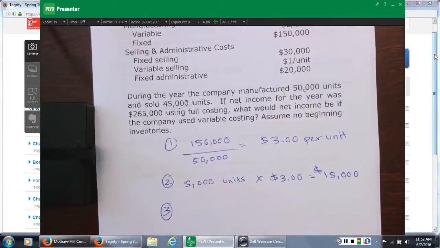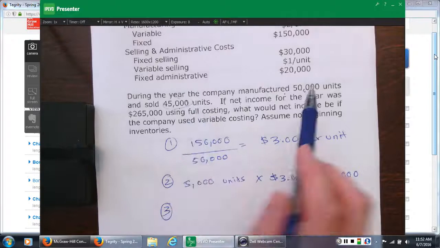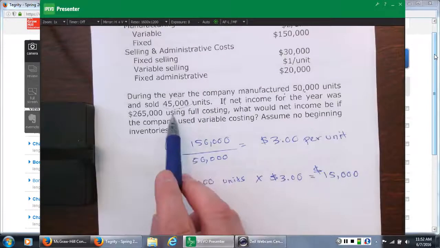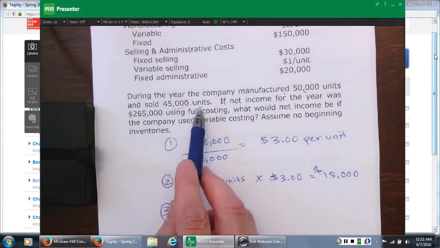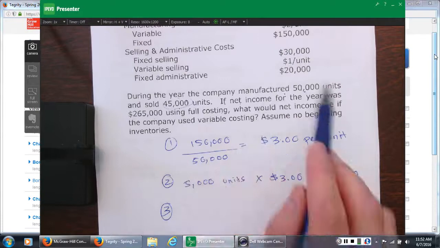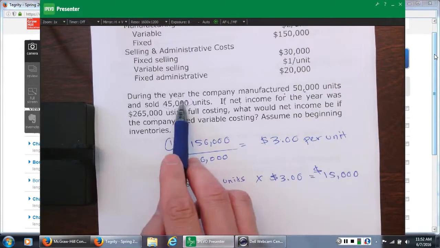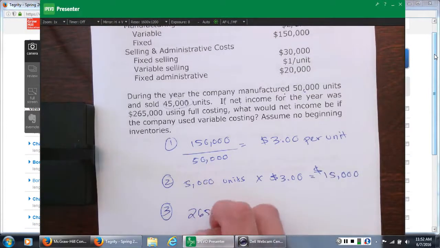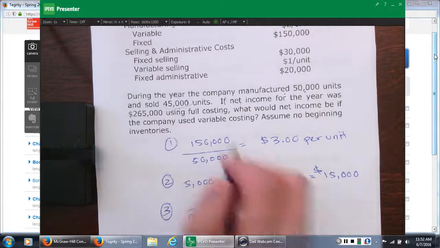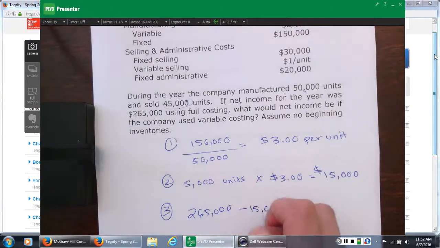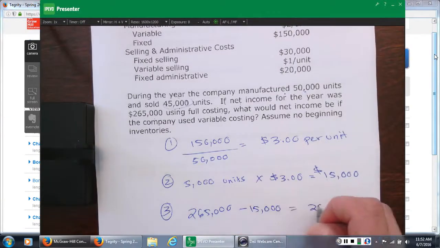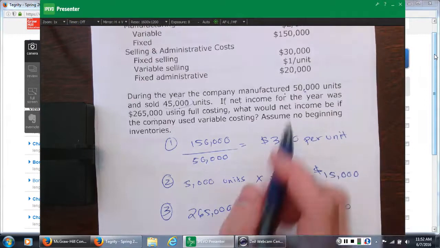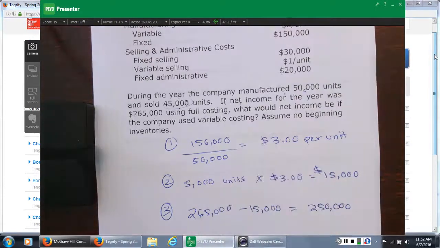And then I know that because I produced more than I sold, income under full costing will be higher than income under variable costing. And I know the amount of difference between the two profits is $15,000. So what I do is I take my 265, which is my income under full costing, minus my $15,000, gives me $250, and that is the income under variable costing.